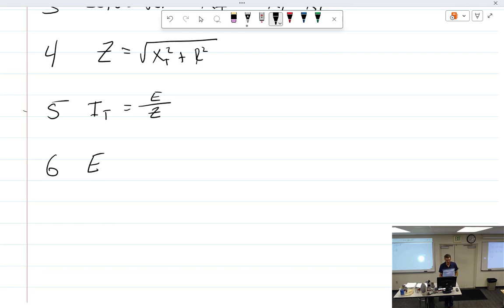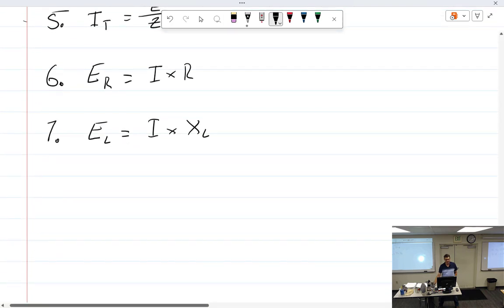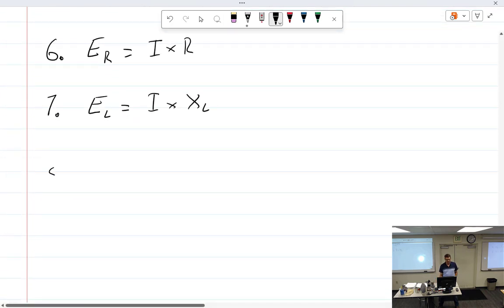So we could do phase angle there. We'll go E of R equals I times R. Step number 7, E of L equals I times X of L. Number 8, E of C equals I times X of C.